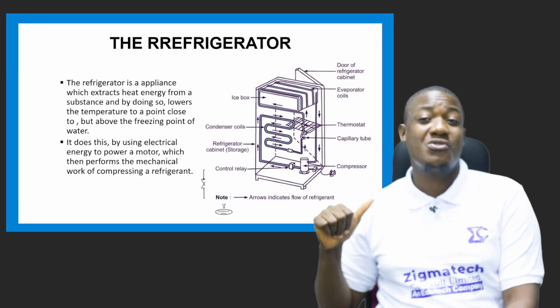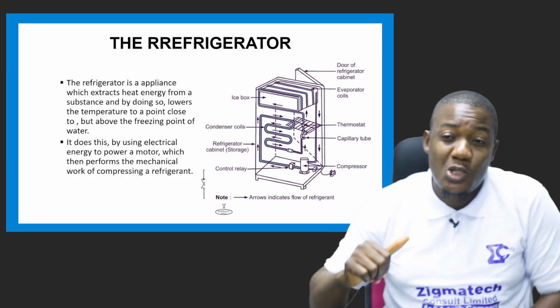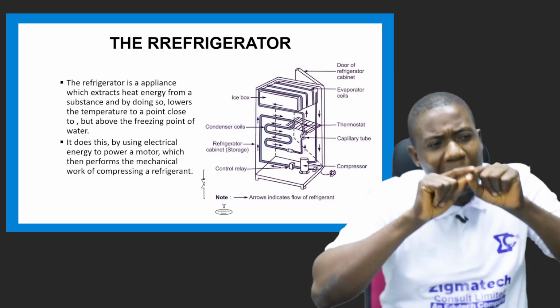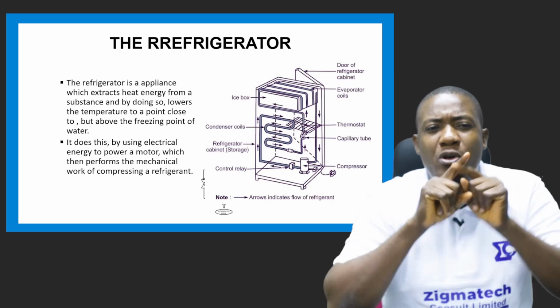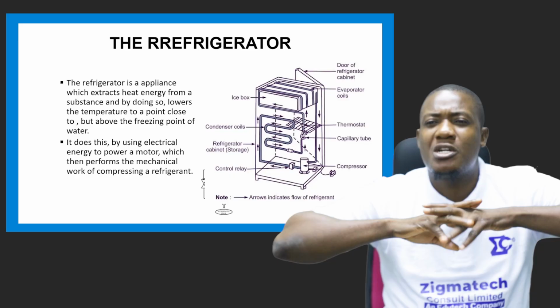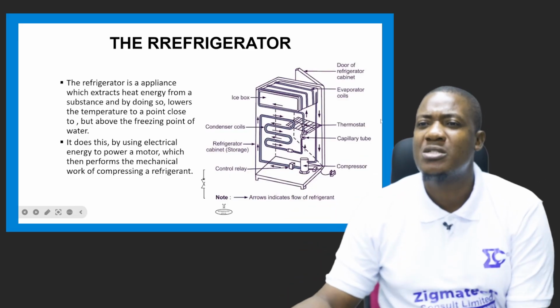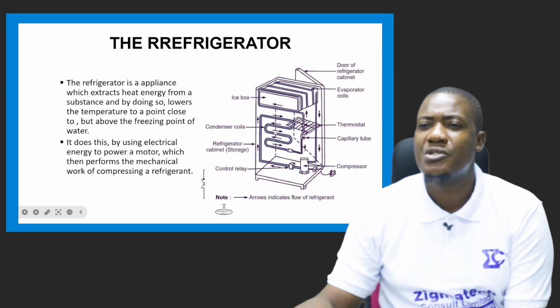At the back of your refrigerator or freezer, there's a black substance that looks like a small pot. That's called a compressor. Inside that compressor, there's a motor. That's how the refrigerator is able to perform its function. We're coming there, but just let me exhaust the different parts of the refrigerator.